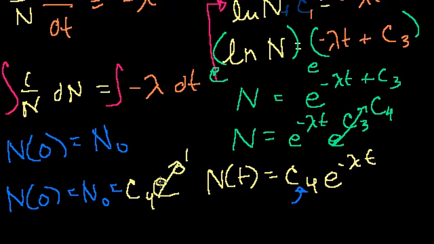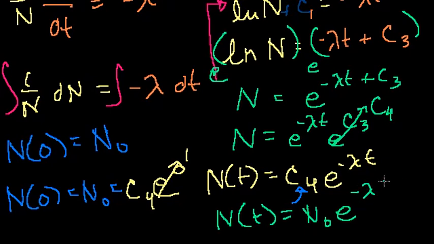So that's just 1. So C4 is equal to N naught, our starting amount for the sample. So we've actually got an expression. We have the number of particles, or the amount, as a function of t, is equal to the amount that we start off with at time equals 0 times e to the minus lambda times time. And we just have to be careful that we're always using the time constant when we solve for the different coefficients.